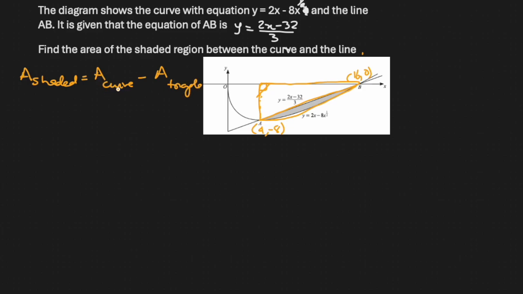This area above the curve will be negative because it's below the x-axis. It will be negative, so I'll just take the absolute value of that one. I will make it positive. I'll change it to positive. So, area of the triangle first.